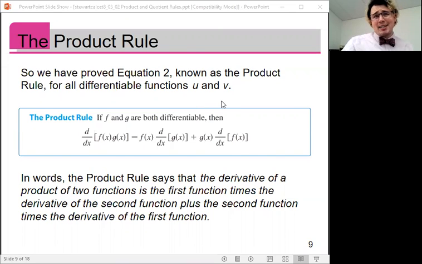So let me go back to having f is a function of x, g is also a function of x, and we are trying to calculate the derivative of the new function f of x times g of x. Well, that is going to be f of x times the derivative of g plus g of x times the derivative of f.